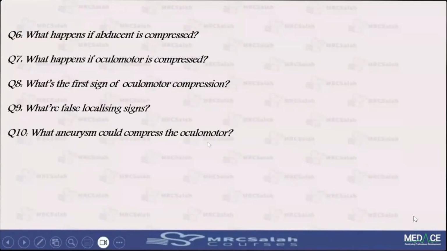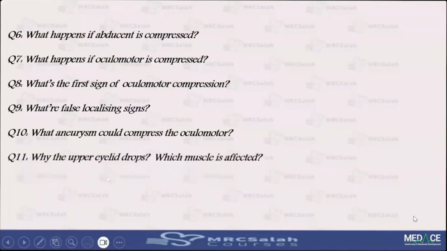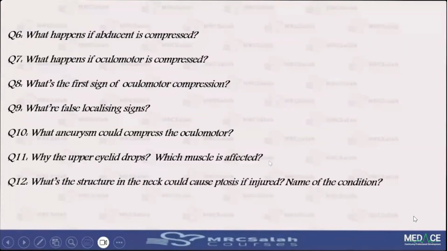What aneurysm could compress the oculomotor nerve? Oculomotor? Not really sure. Posterior communicating artery aneurysm. Okay. Why does the upper eyelid drop with oculomotor compression? The levator palpebrae superioris. Yes. It drops because the muscle that is responsible for the elevation is affected, which is the levator palpebrae superioris.